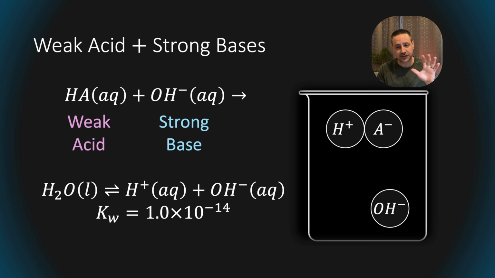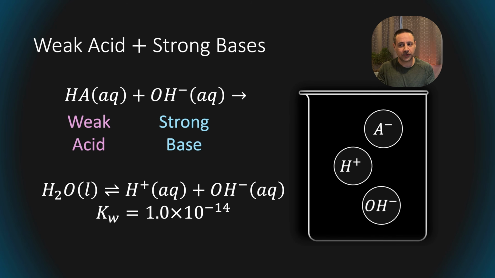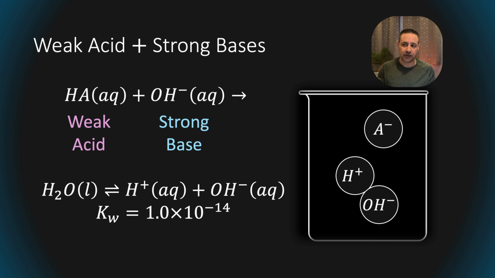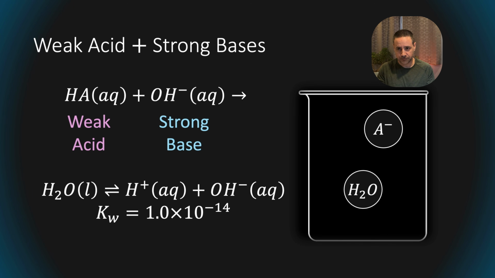But now as I put this hydroxide ion into solution, it is going to have a much stronger attraction to that hydrogen ion than the A-. So anytime I have excess hydroxide, it's going to attract that. What do we get when H+ and OH- go together? We get water.